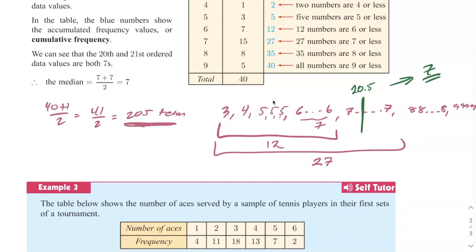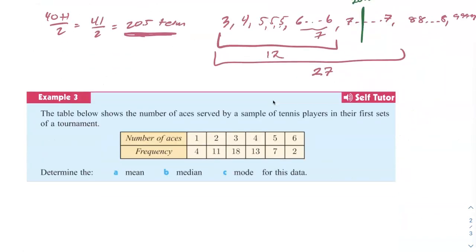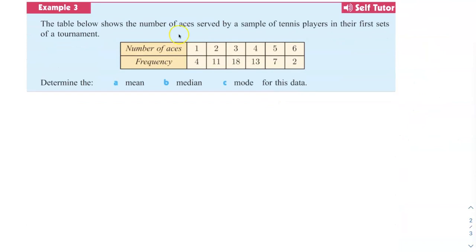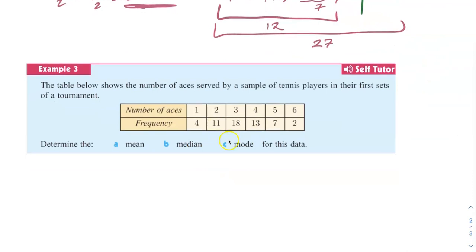Okay, now let's do another example. I'm going to show you how to do all these with the calculator also, so I'll do that in an example here. The table below shows the number of aces served by a sample of tennis players in their first sets of a tournament. So number of aces, their frequency. I want to find the mean, median, and the mode.